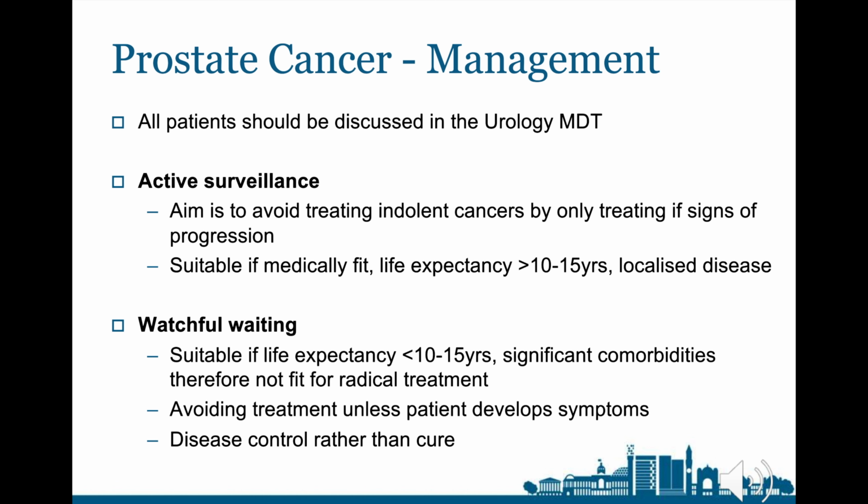Management options are varied and don't always involve eradicating the cancer, as all treatments have risks and potential side effects, and these may reduce the patient's quality of life. So it's about creating a balance really between extending the patient's life expectancy and giving them a good quality of life as well. Active surveillance aims to avoid treating indolent, lower grade cancers by only treating if there are signs that the disease is progressing. So this is suitable for medically fit patients with a good life expectancy and localised disease.